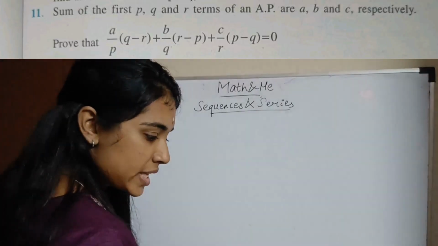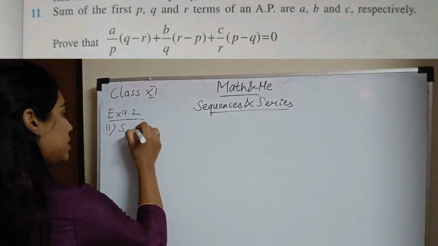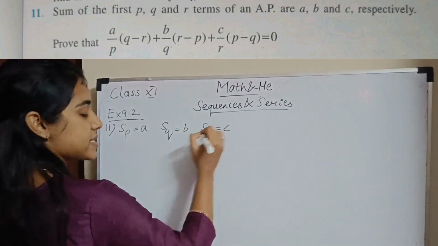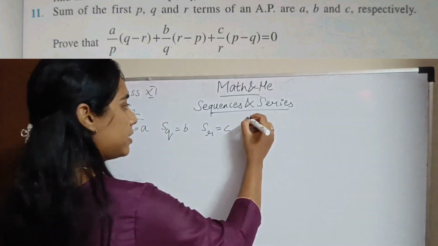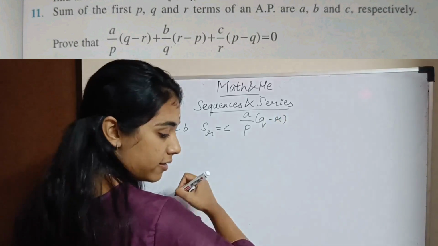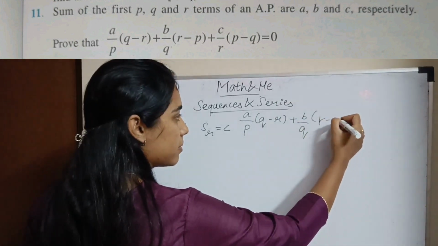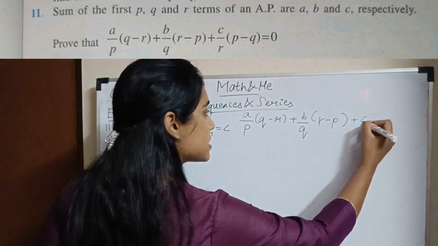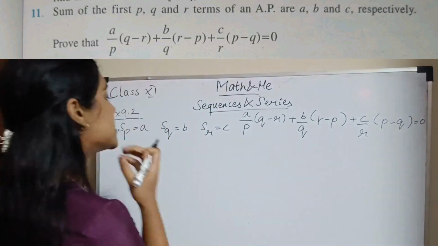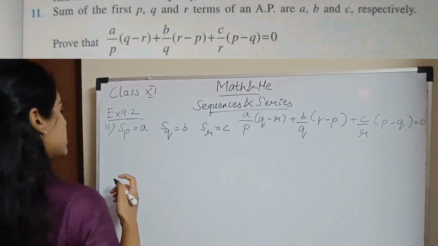Question number 11. The sums of the first P, Q, R terms are A, B and C respectively. Prove that A by P times (Q minus R) plus B by Q times (R minus P) plus C by R times (P minus Q) equals 0. So again you're going to use the sum formula. So what do you have?